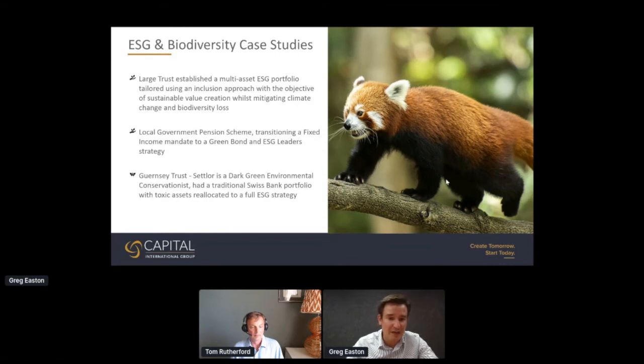interesting one, really. The settler of a Guernsey structure was a dark green environmentalist. He'd been at the Rio Convention back in the early 1990s. Yet he'd had a traditional Swiss bank portfolio that was packed full of toxic assets. So in that instance, it was really a case of a complete reallocation to a full ESG strategy. Interestingly, that client, I was speaking to him earlier on, is now in the process of acquiring conservation land in Costa Rica, which has a biodiversity corridor.